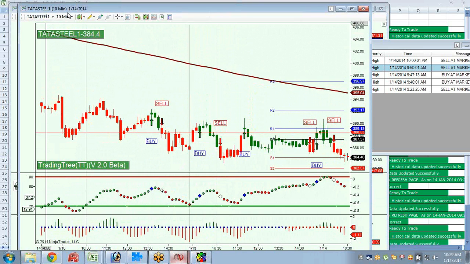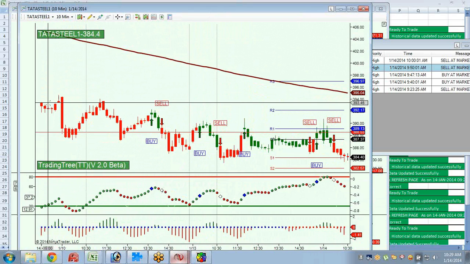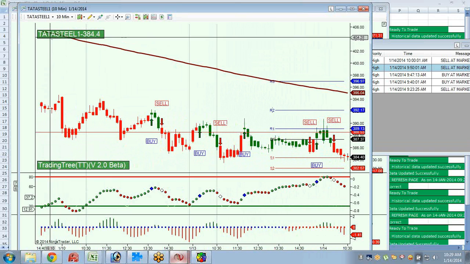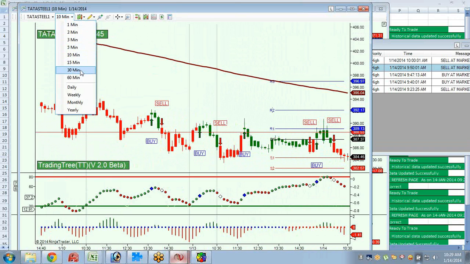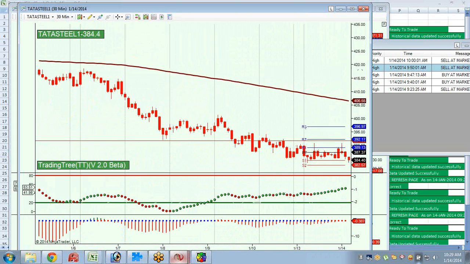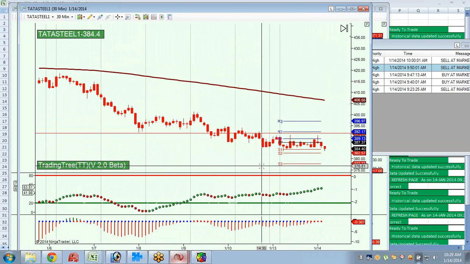But overall, you know that the trend is down because we started here and then it is coming down. So the overall trend is down. So you don't even have to check 30 minutes. Whenever you get a sell call, blindly take the sell call.